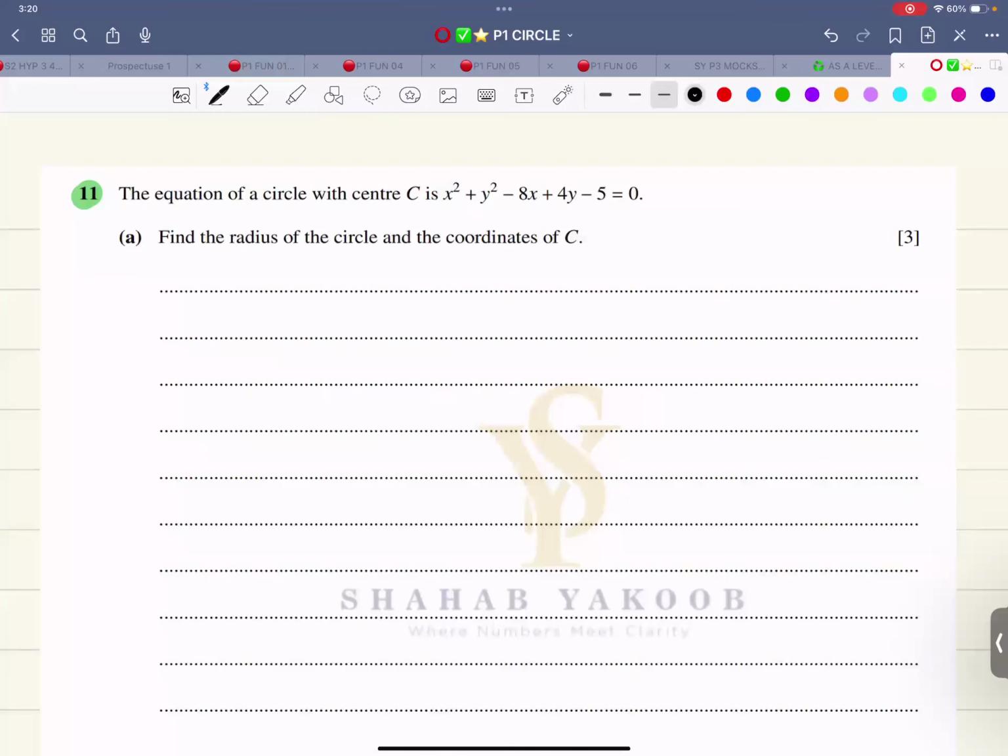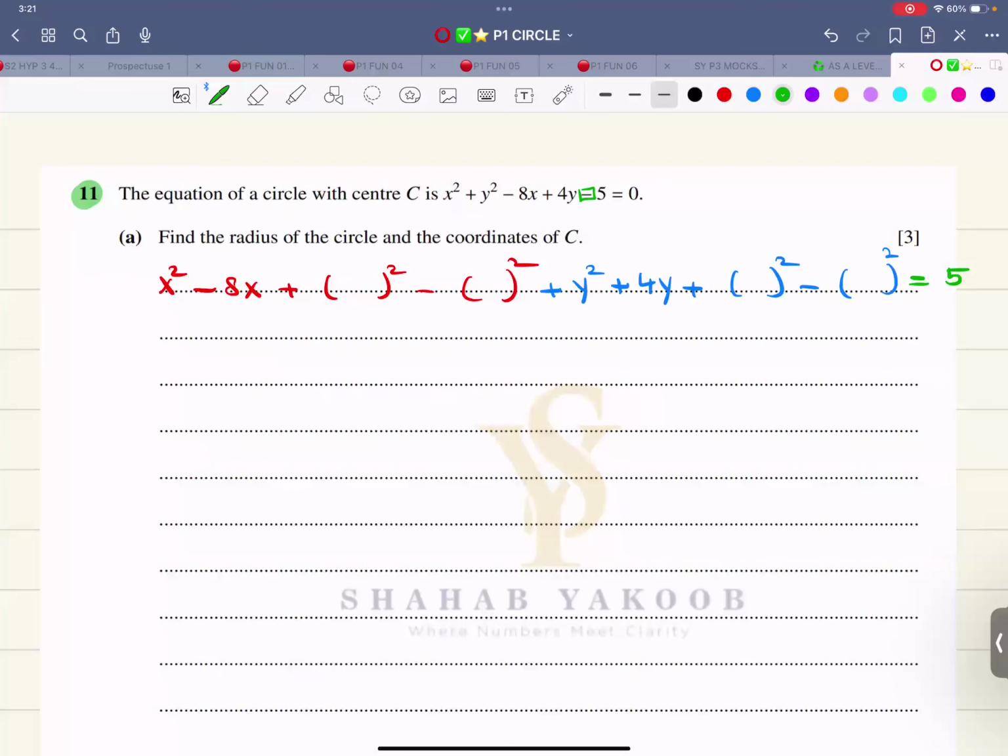So now, first of all, let me write it in the proper format. That is x squared minus 8x plus bracket squared minus bracket squared. And then we have y squared plus 4y plus bracket squared minus bracket squared. And take this negative 5, not choose, take it. Negative 5 to the other side, that is positive 5.